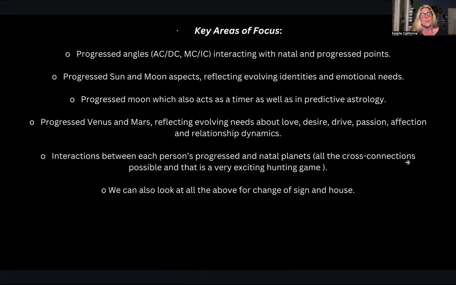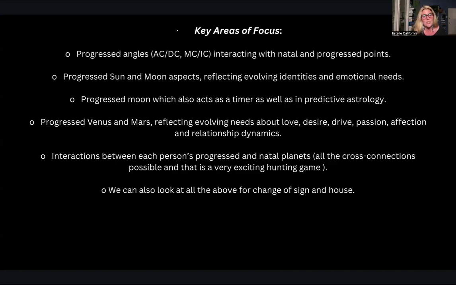The key areas of focus. Progressed angles, okay, we know them, interacting with natal and progressed points. The progressed Sun and Moon aspects, reflecting evolving identities and emotional needs. Progressed Moon, which also acts as a timer in predictive astrology. Progressed Venus and Mars, reflecting evolving needs about love, desire, drive, passion, affection, and relationship dynamics.